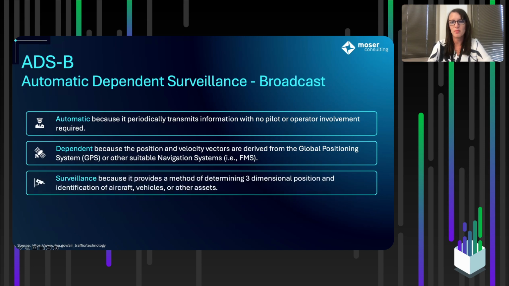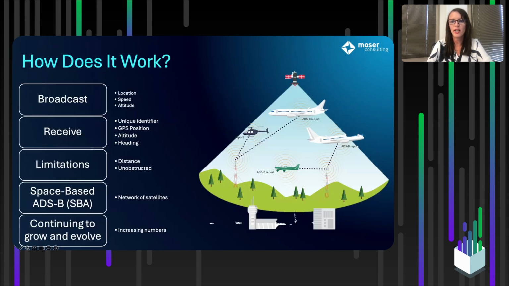How does ADS-B work? First, each aircraft has a transponder, which is broadcasting its location, speed, altitude, and other information over an open network to ground stations and other aircraft. At the same time, it also receives information from other aircraft, including their unique identifier, GPS position, altitude, and heading. The receivers process data for display on cockpit screens or air traffic control screens.